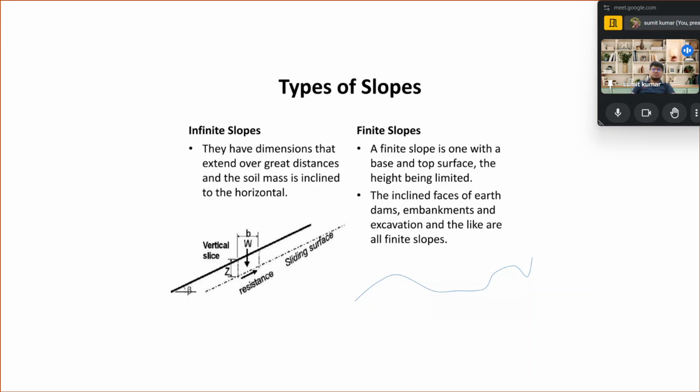Similarly, you see the second image in which a finite slope is presented. The finite slope is one which has a base and a top surface, and the height is limited.